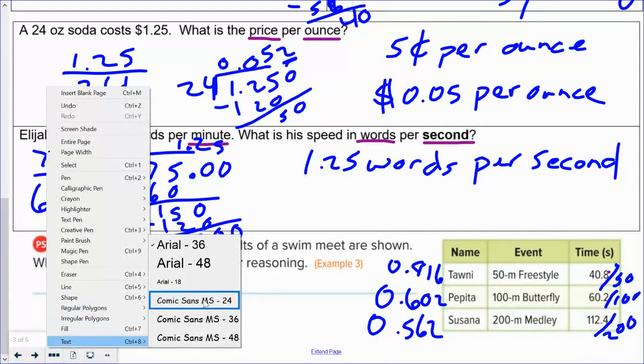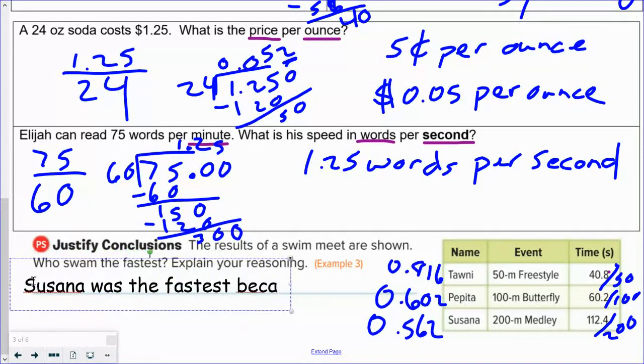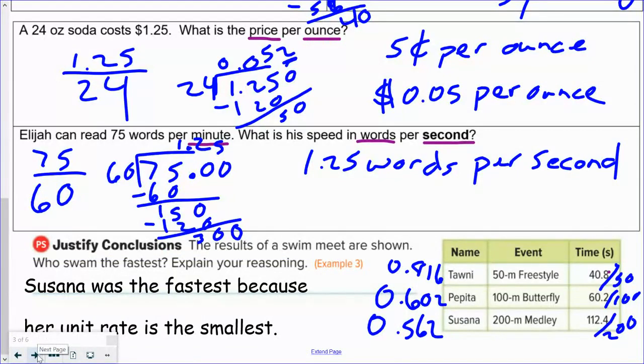Okay, so let's go with this one. So I would say Suzanne was the fastest because her unit rate is the smallest. The smallest means the fastest. Okay. All right. Hopefully you have that. Let's go back to the next page.